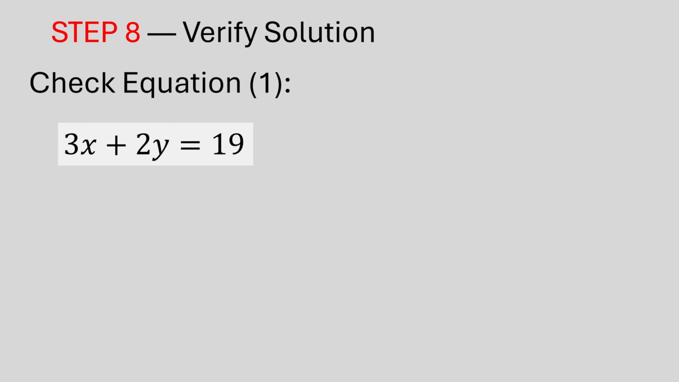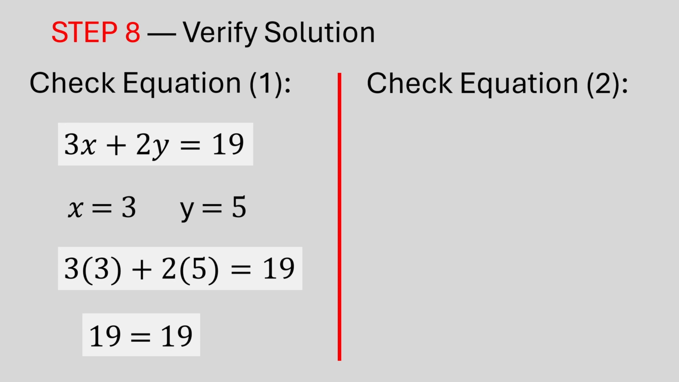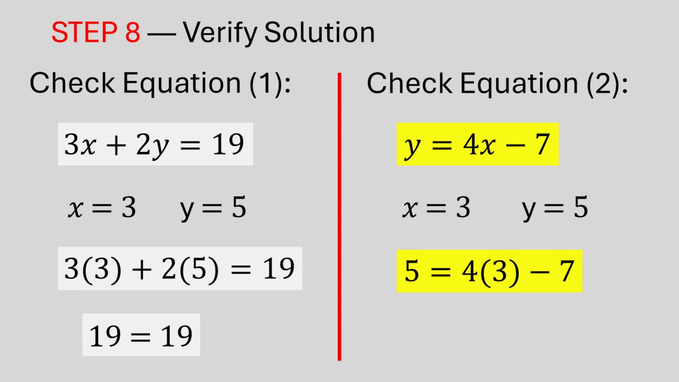Step 8. Verify solution. Check in equation 1: 3x + 2y = 19. 3 times 3 + 2 times 5 = 19. So 19 = 19. Check in equation 2: y = 4x - 7. 5 = 4 times 3 - 7. So 5 = 5. Both equations check out. So our solution is correct.